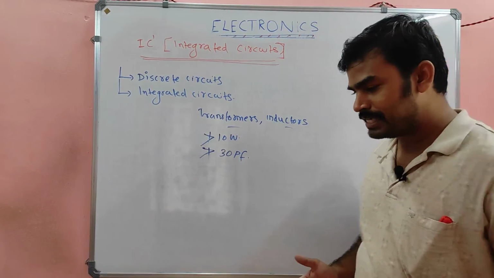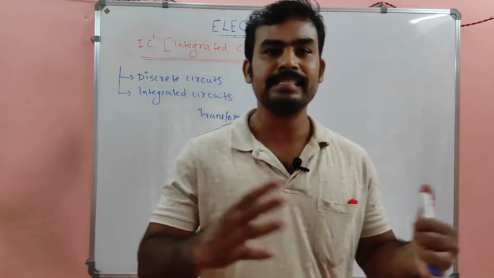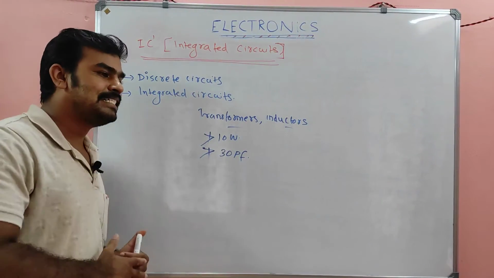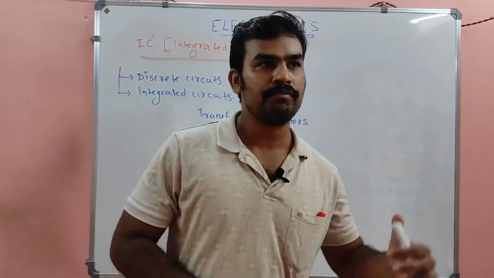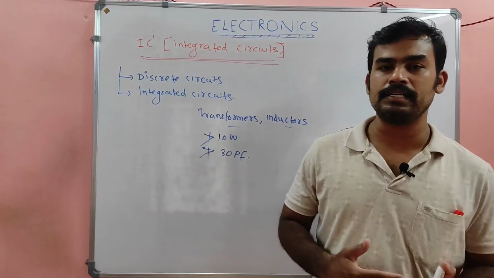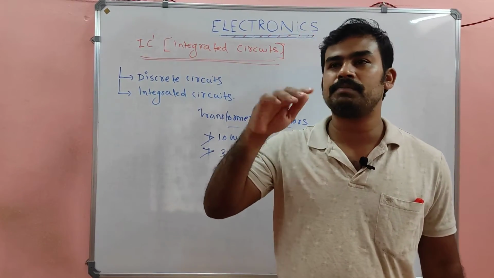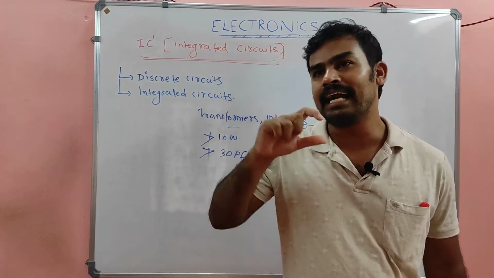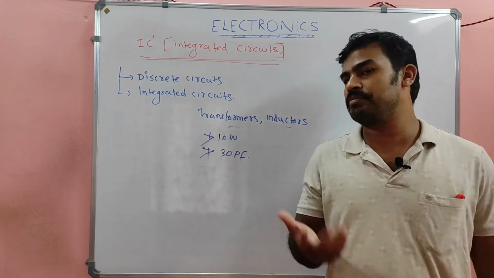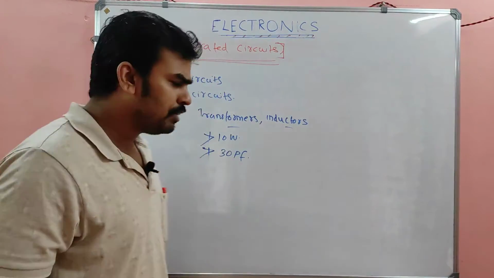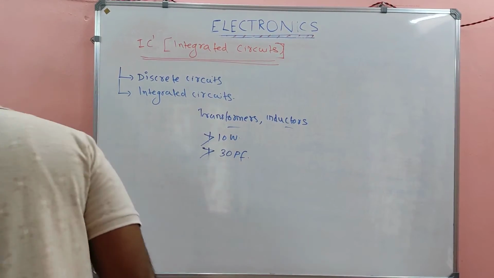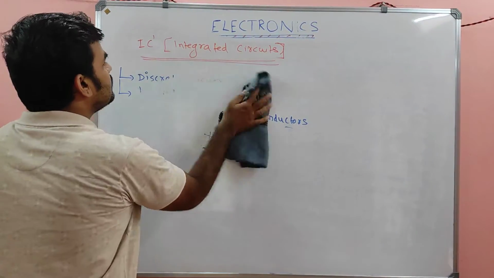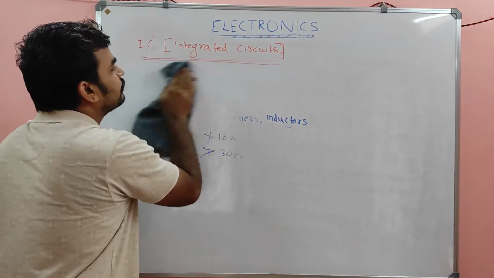Now we are going to discuss how an IC is created, or what are the steps in the production of an IC. From a competitive examination point of view, each step contains some specific terms that you have to note down, and they may be asked. So let's discuss what are the steps in the production of an IC.